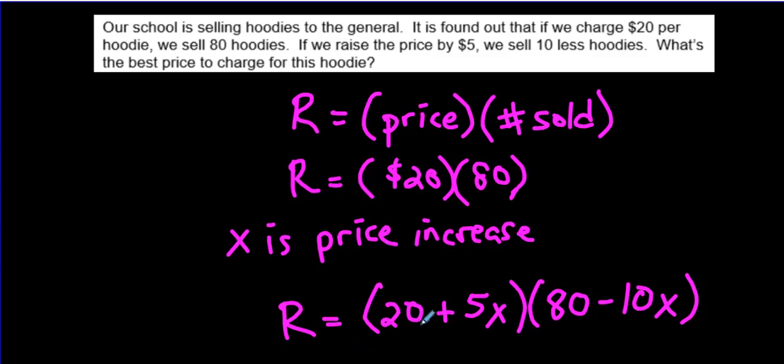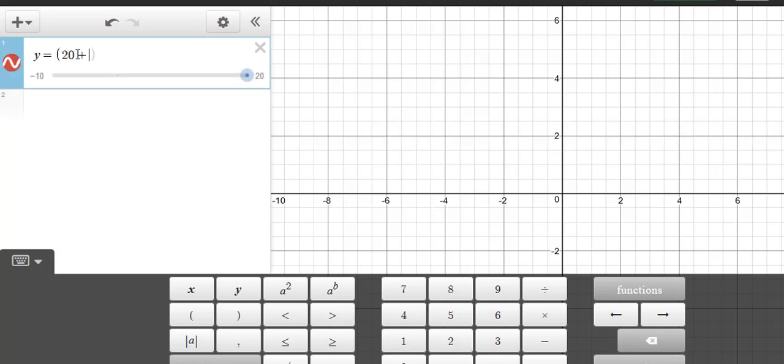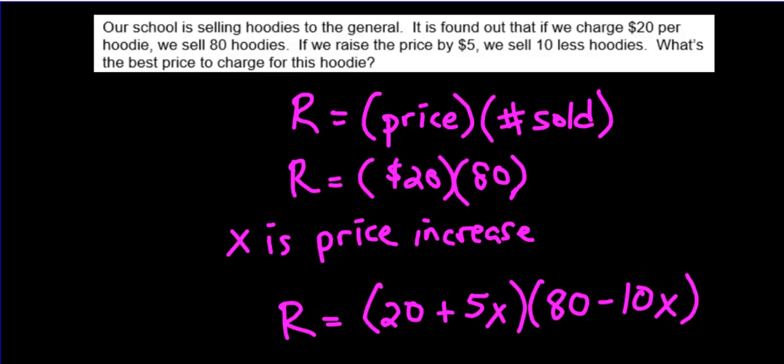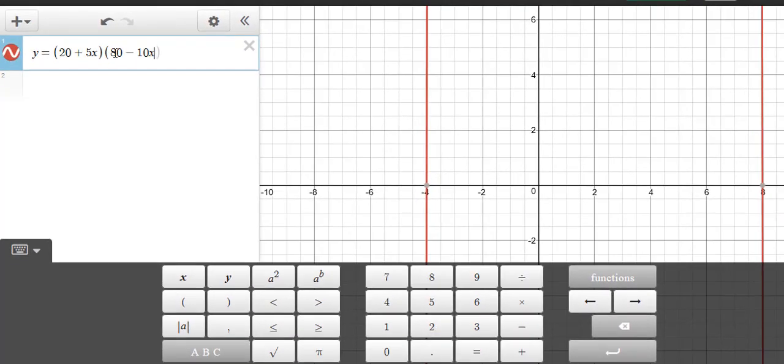Okay, so 20 plus 5x in brackets. Let's remember that. And here we are at Desmos. I'm going to write y equals instead of the r equals. And then in brackets, 20 plus 5x. And then in the other bracket, let's go back and look, 80 minus 10x. So let's do that. 80 minus 10x bracket.